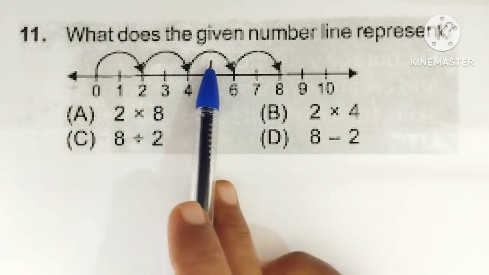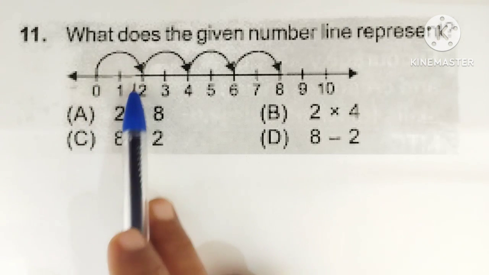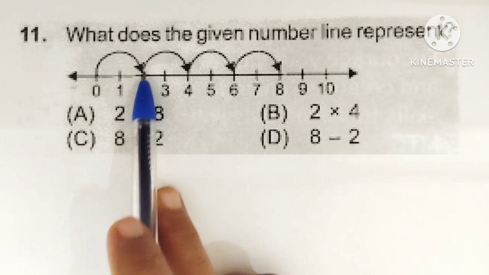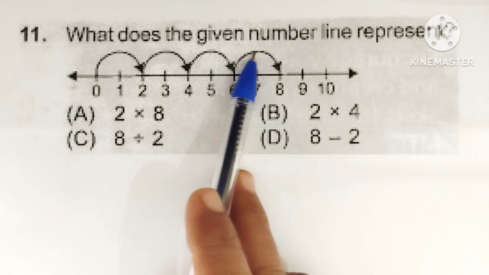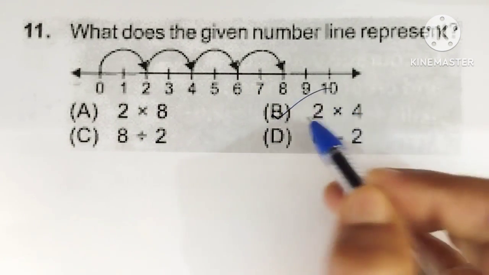11th one. What does the given number line represent? Here 0, 2 numbers skip. 2 ones are 2, 2 twos are 4, 2 threes are 6, 2 fours are 8. So 2 cross 4 is the correct option.